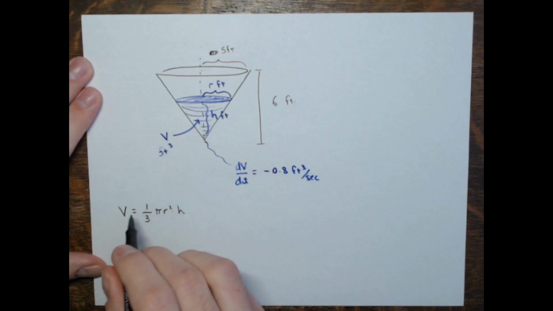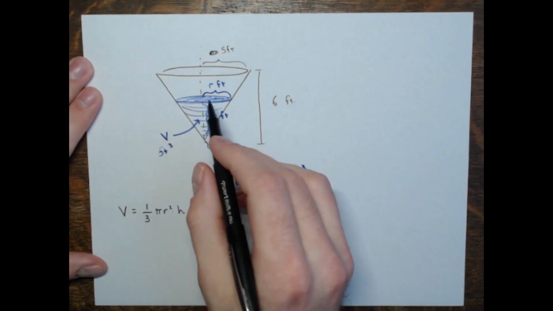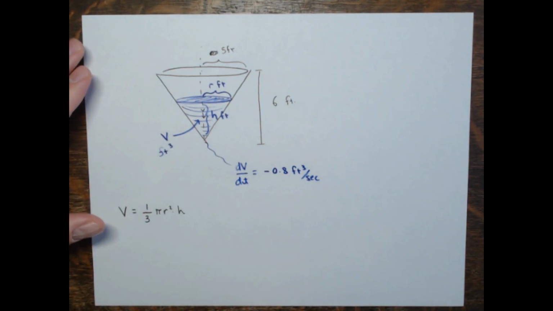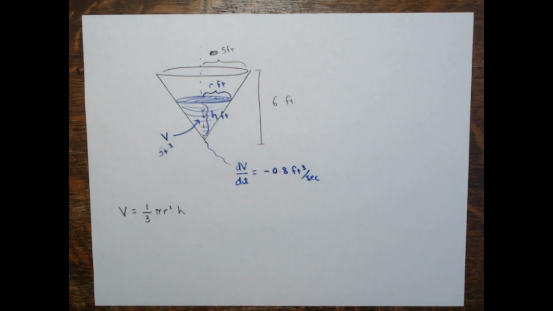And all three of these things, volume, radius, and height, are changing. This is going down, right? The water level would be going down. The circle on the top would be getting smaller, so the radius would be changing, the height would be changing, and of course the volume, they told us, was changing. So here's an equation relating all these things.